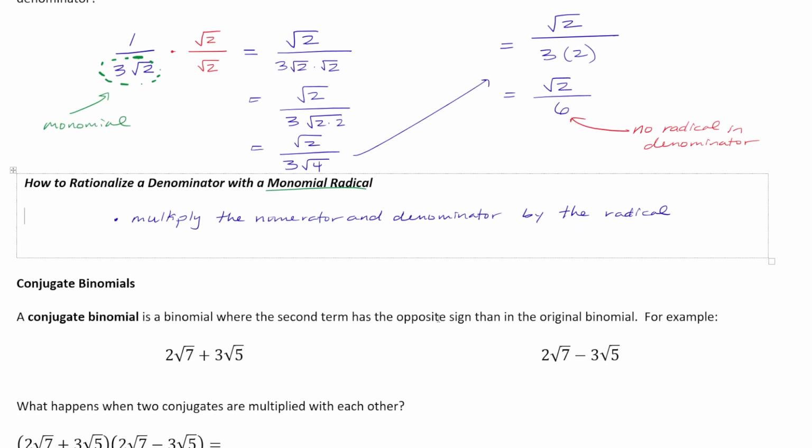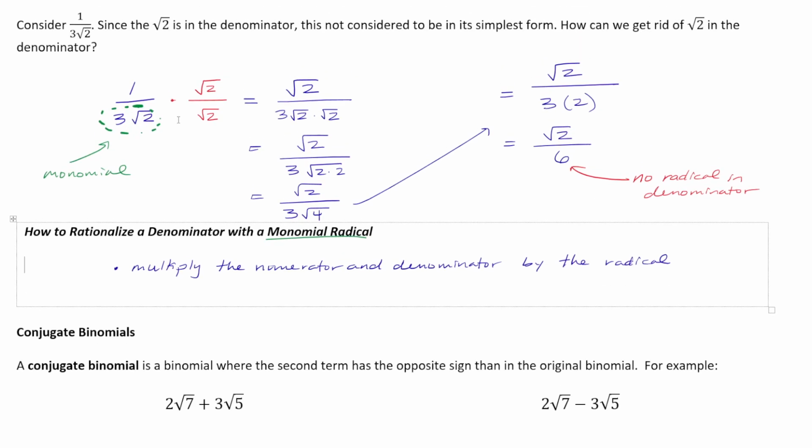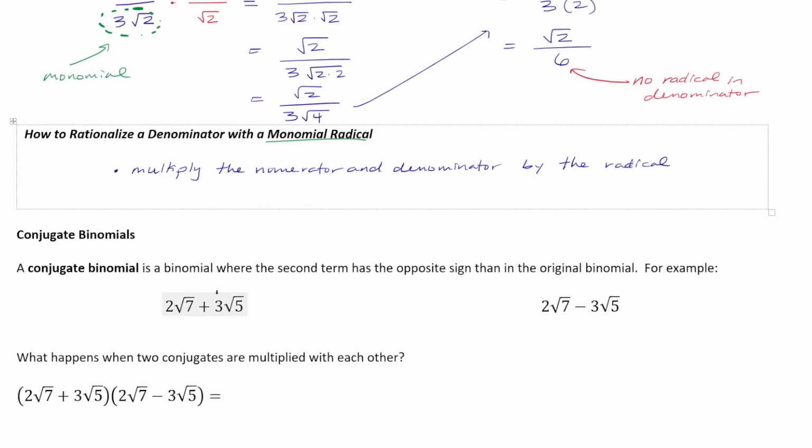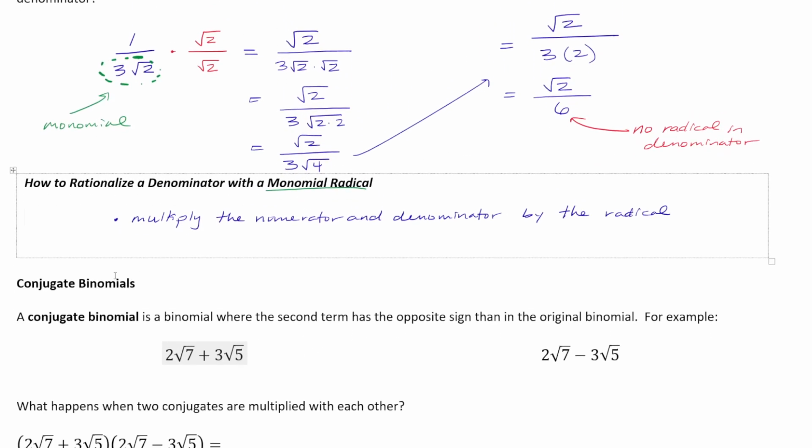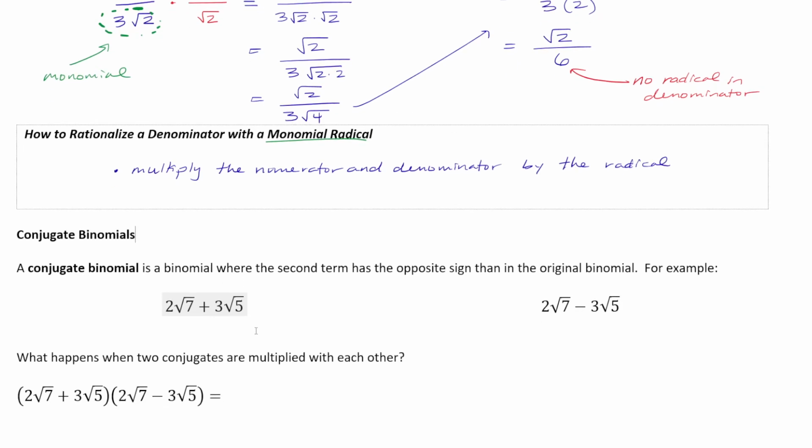Now, what happens when we get to binomials? As you can see, this is a monomial. There's no plus or minus here. There's only one term. This right here is a binomial. So we have a different situation when we have a denominator with a binomial. And that's where we have to introduce the idea of conjugate binomials. A conjugate binomial is a binomial where the second term has the opposite sign than in the original binomial.